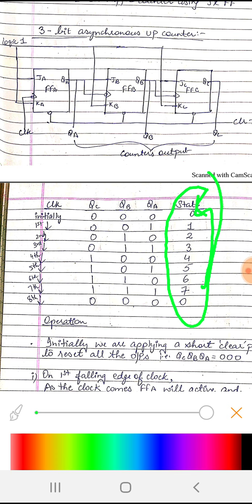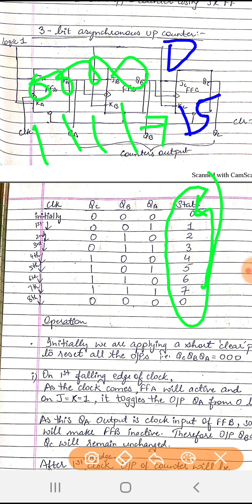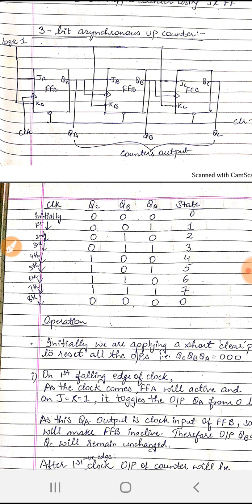If you want to make a 4-bit counter, it will count from 0 0 0 0 to 1 1 1 1, that is 15. It would count from 0 to 15 if it was a 4-bit up counter, or if it was a down counter, it would count from 15 to 0. So this is how it goes.